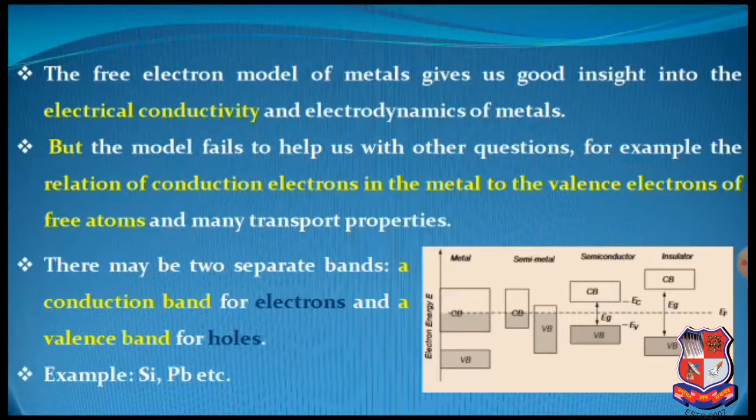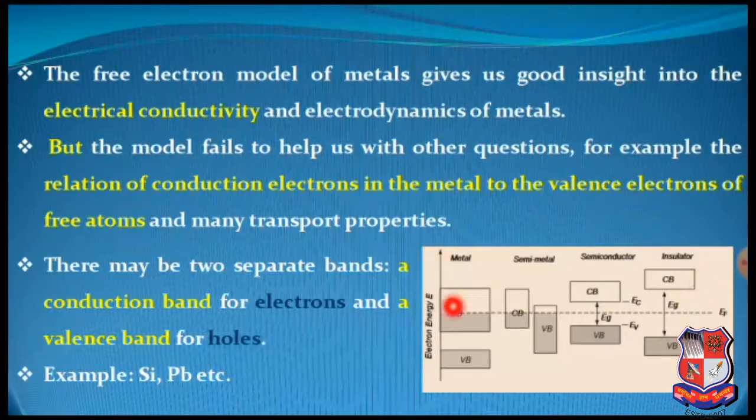For example, the relation of conduction electrons in the metal to the valence electrons of free atoms, and many transport properties. So in order to overcome this, we will have to analyze the microstructure of electronic materials. We will initiate with some assumptions. There may be two separate bands, a conduction band for electrons and a valence band for holes.